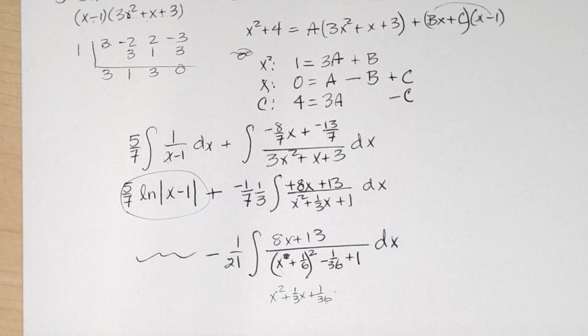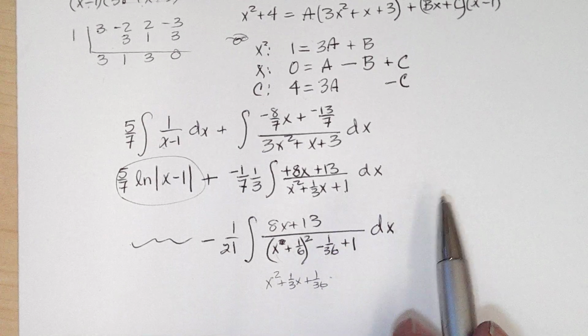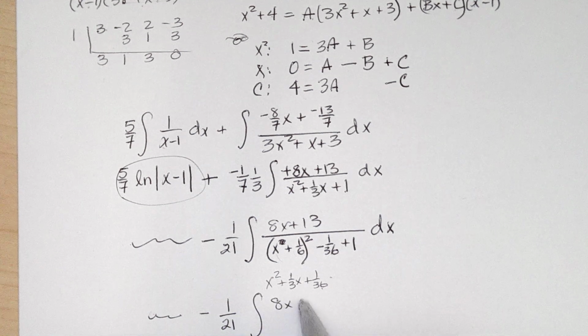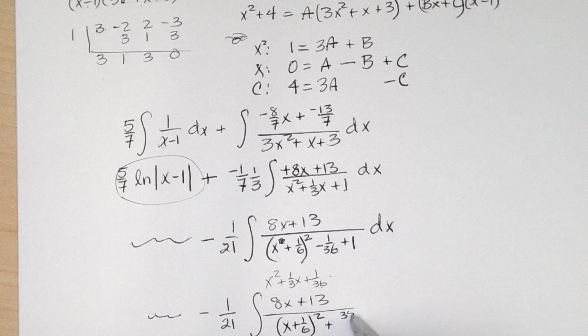Okay. Now I'm going to combine these two. So I have this minus 1 over 21 integral of 8x plus 13 over x plus 1/6 squared plus 35/36.